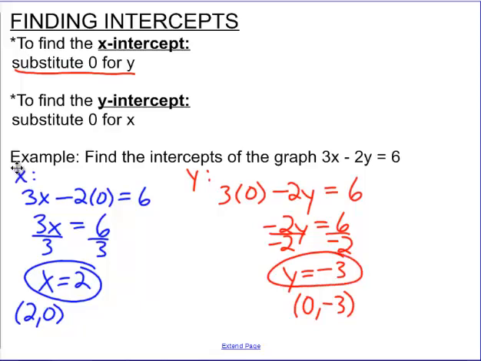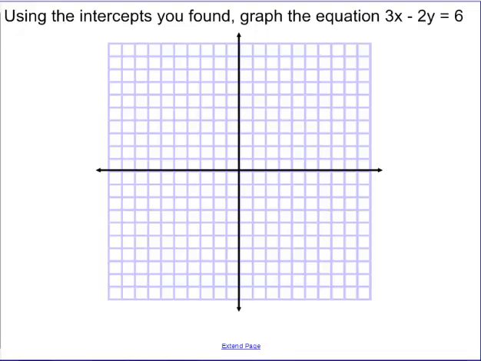Why this matters to us is what we've been working on this week. We can actually graph these. If I wanted to graph this equation, I could just use the intercepts. We now have 2 points that we can use to graph our line. We have (2, 0) and (0, -3). I noticed that the x-intercept was (2, 0), and I know that the y-intercept was (0, -3).